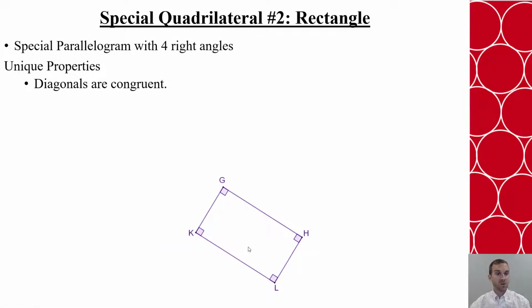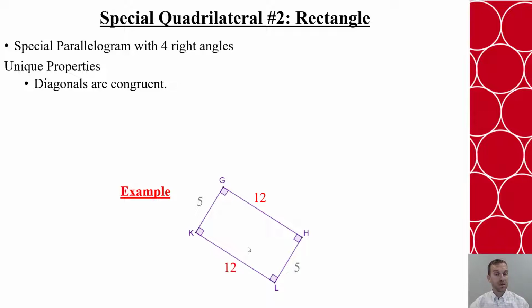Now, the second quadrilateral we'll talk about is the rectangle. And this is a special parallelogram. So it's a parallelogram where the angles are all at right angles. This is unique because it makes both the diagonals be congruent to one another. So in this case, say we have that GK is 5 and GH is 12. I know just like the other parallelograms that HL is 5 and KL is 12.